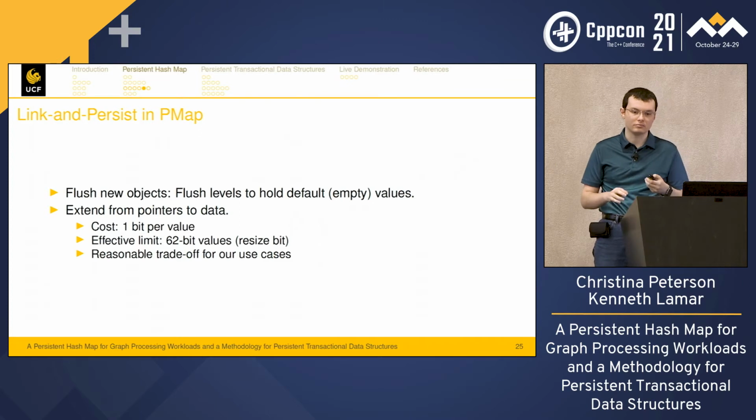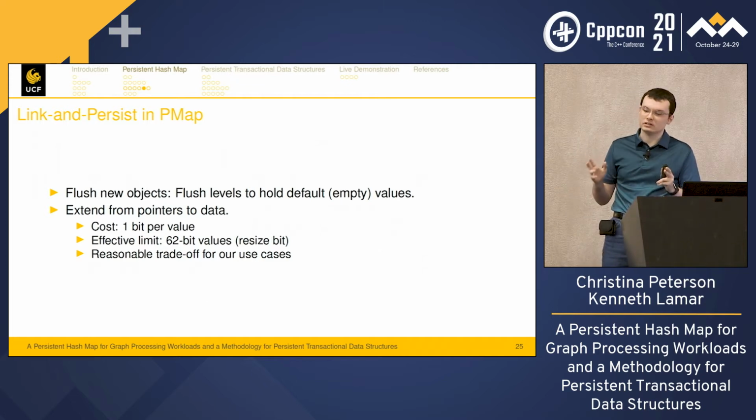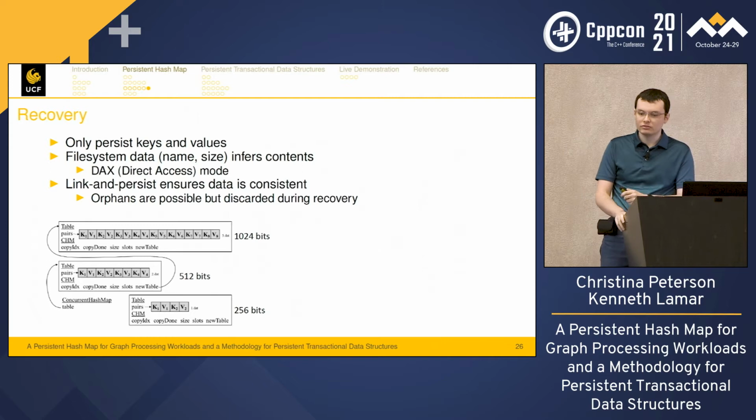When we worked with Lawrence Livermore, they suggested that the scheme of reducing the persist was more important than necessarily having access to all of the bits. And if we really needed an object larger than 62 bits, that object could just be a pointer and that would be acceptable. So, recovery.